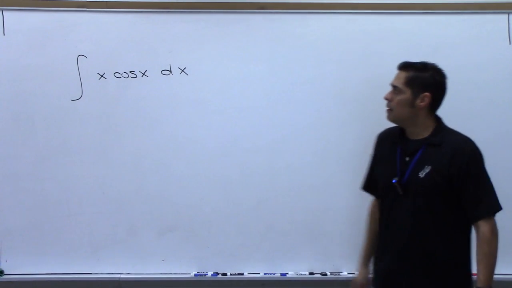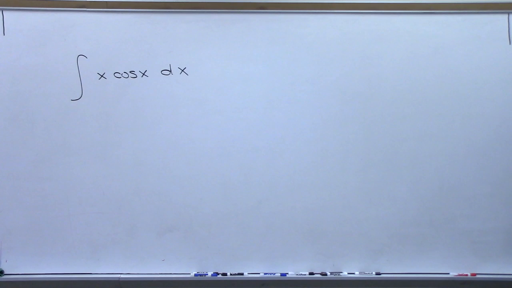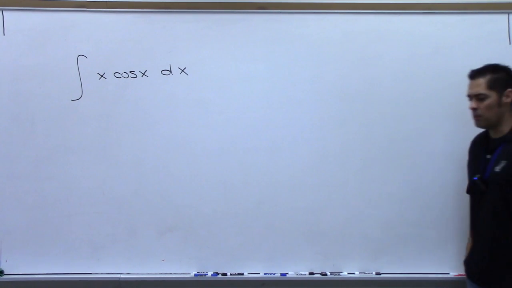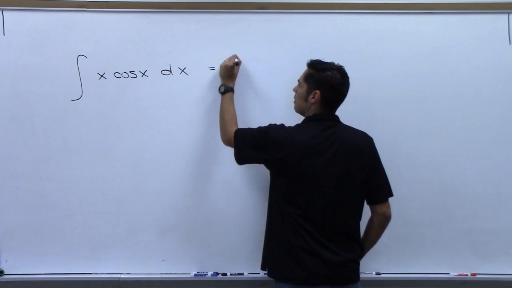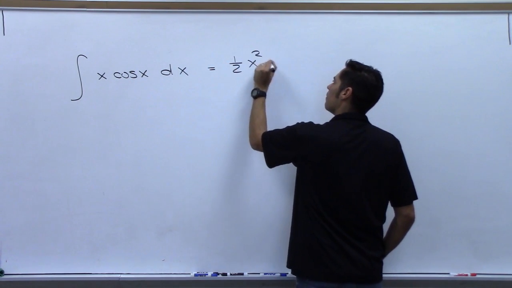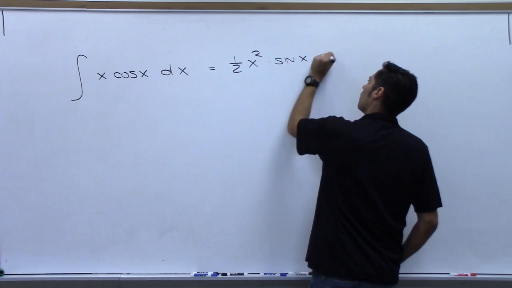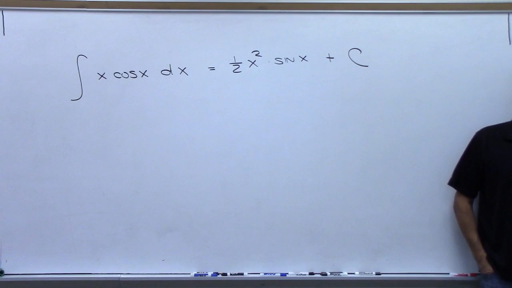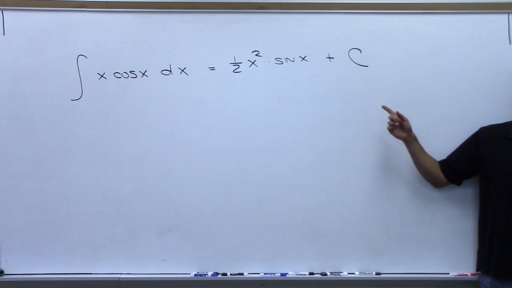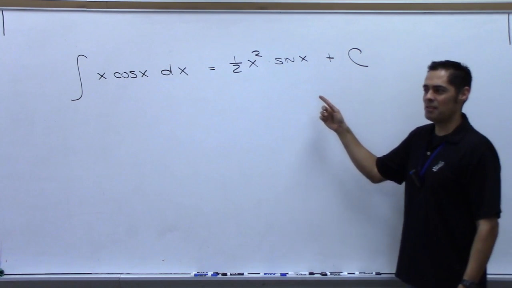So what do you think a common mistake would be for someone trying to find the antiderivative of this? How about this? This class would be very easy that way, wouldn't it? If that were the case?